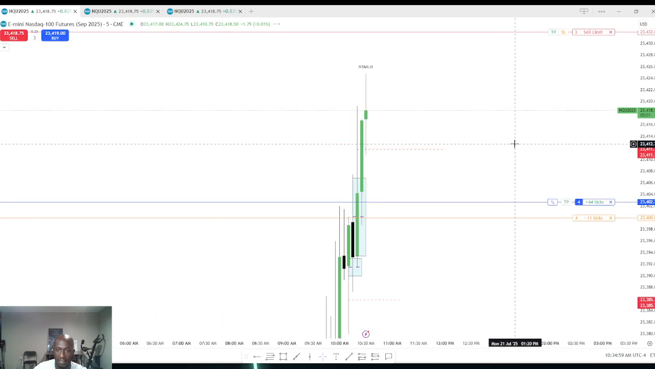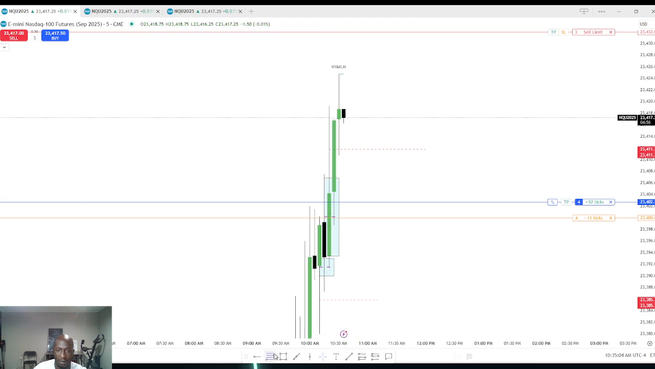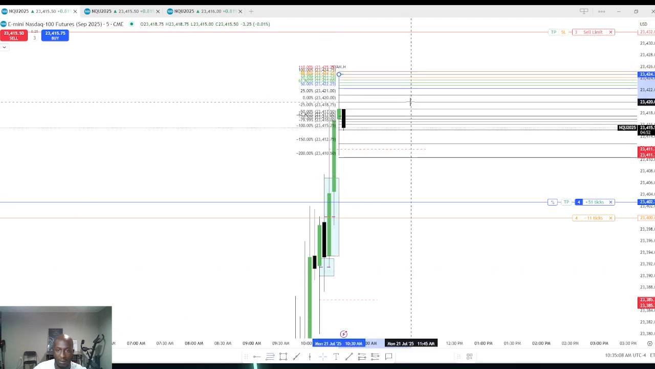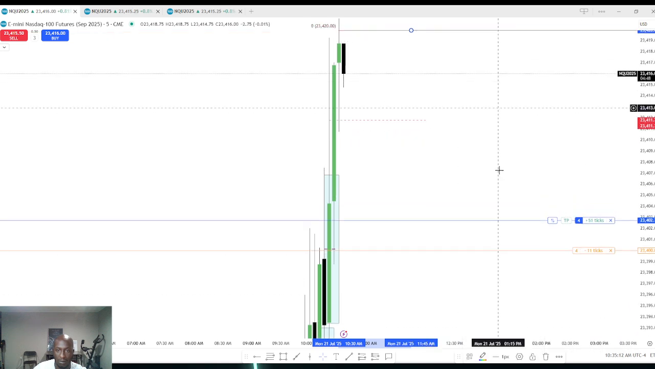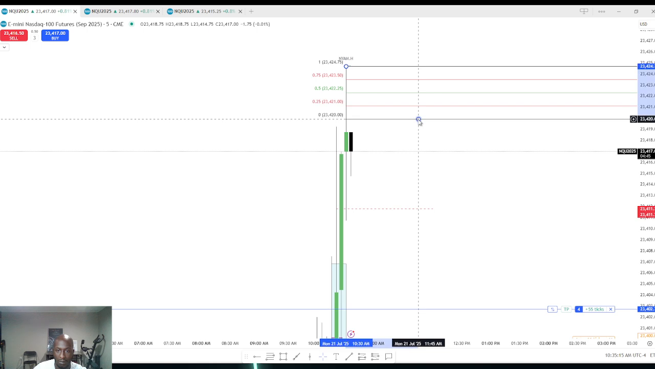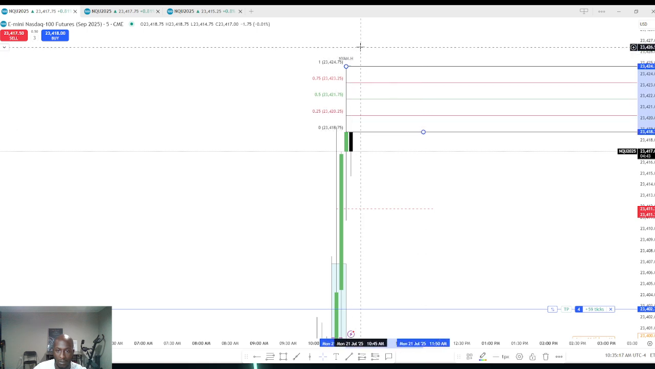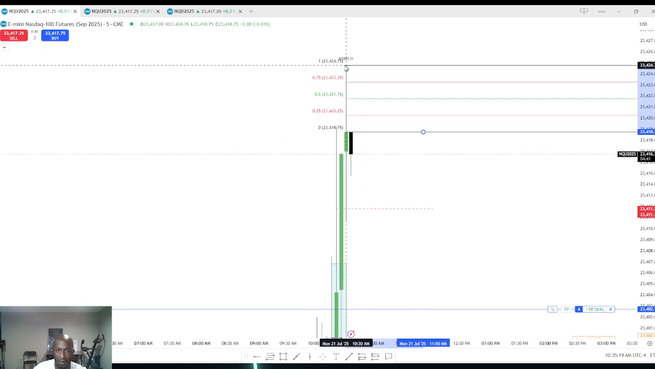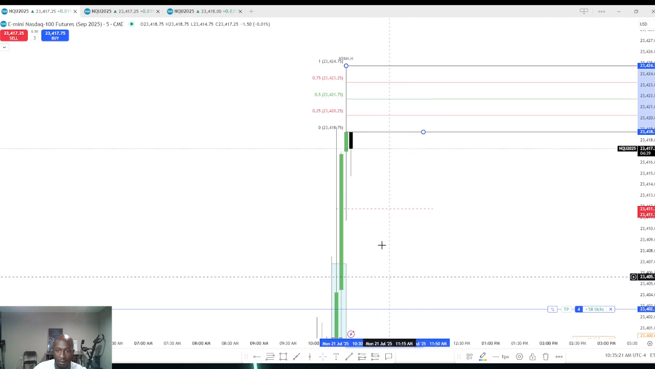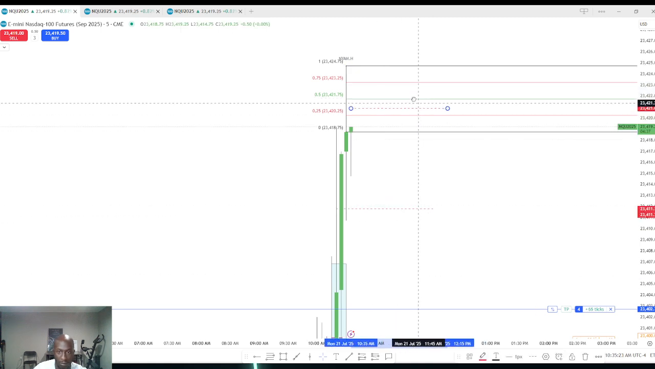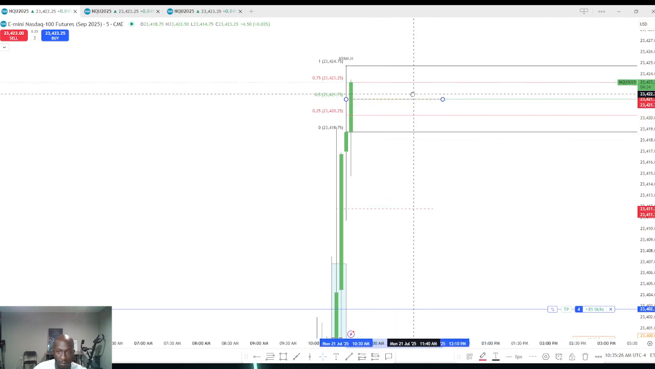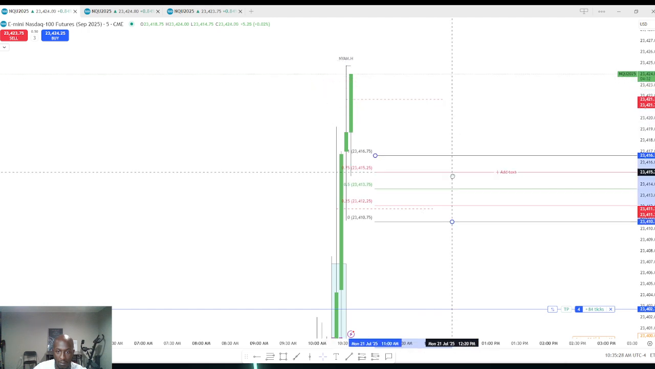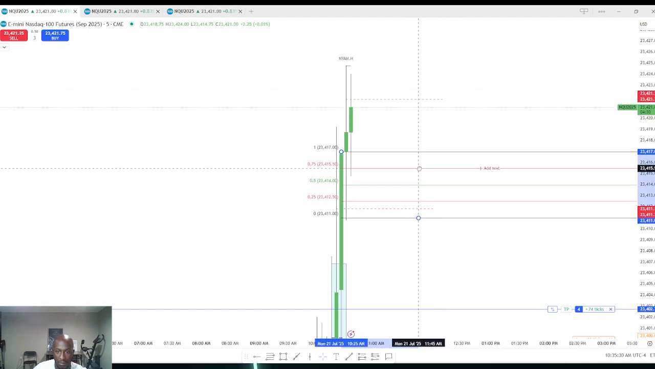But with that, all right. So we're going to measure this. I'm going to do that. Quarters. Measure that. Go there. And then we're going to measure this wick as well.